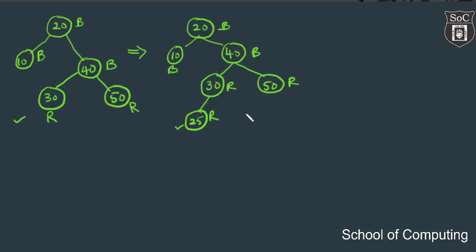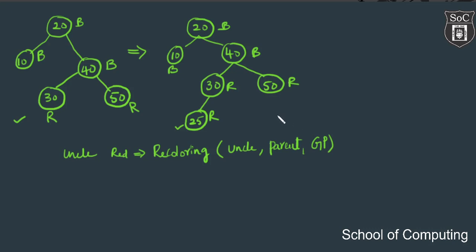And you know very well, when the uncle is red, what needs to be done? Uncle red, what do we have to do? We have to do recoloring. Recoloring on what? We have to recolor the uncle itself, the parent, and the grandparent. So let me apply this rule. What are the nodes which are going to be recolored? The uncle will be recolored, the parent will be recolored, 25's parent is 30, and the grandparent will also be recolored. Here the grandparent of 25 is 40.